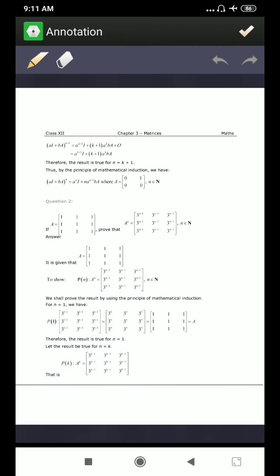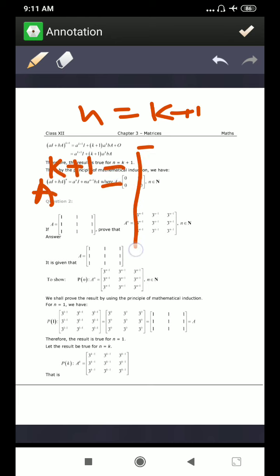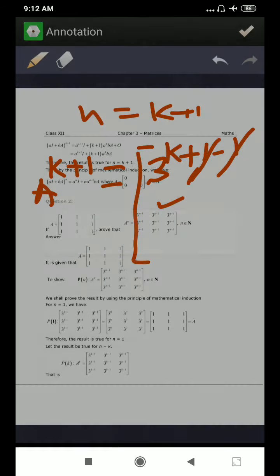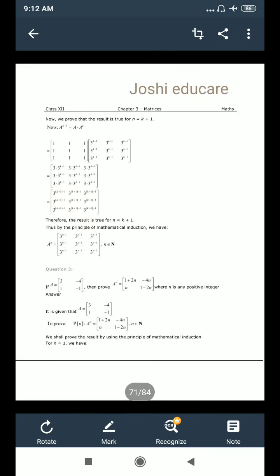To get Pk plus 1, we will replace n by k plus 1. So what do we have to prove? We have to prove that A raised to power k plus 1 is equal to a matrix whose each term is 3 raised to power k, because in this we are replacing n by k plus 1, so it will be k plus 1 minus 1. That will be 3 raised to power k only. So each term will be 3 raised to power k. That will prove it. So we have taken A raised to power k plus 1.